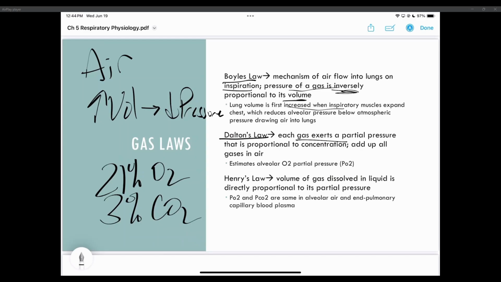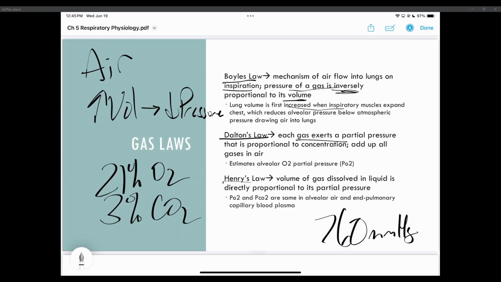But that means that whatever pressure, 21%, what's a normal barometric pressure, like 1 bar? What's the millimeters of mercury that we look at? 760 is normal atmospheric pressure. That's 1 bar. So 760 times 21% tells you how much pressure that oxygen is exerting in the air.